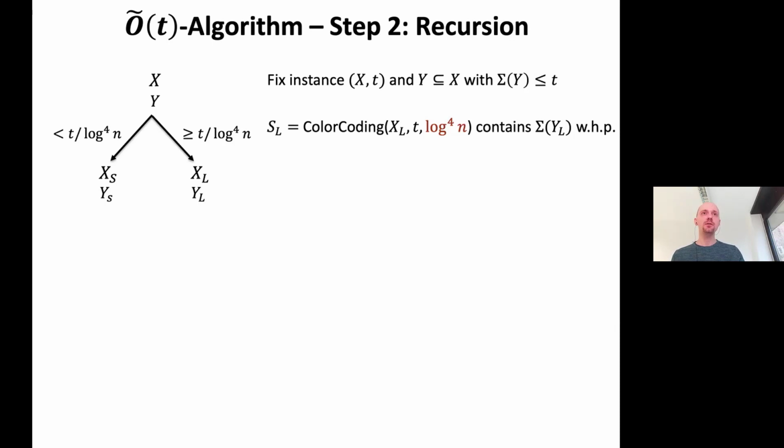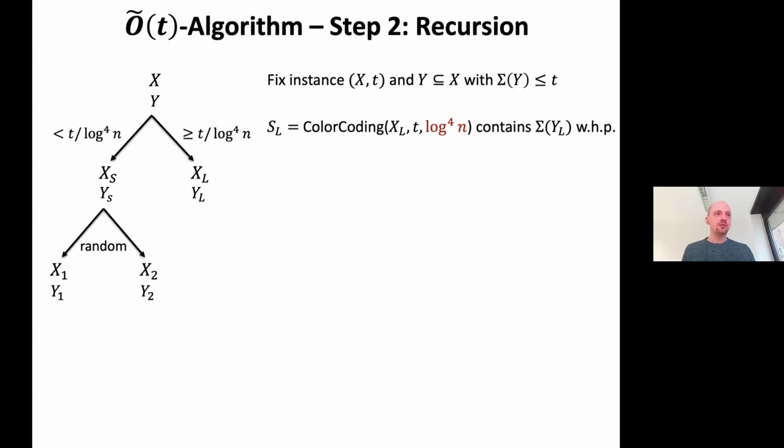So on the large items, we can run color coding, right? Because any solution can consist of at most polylog n many large items, because that's how we defined when an item is large. So we can run the color coding procedure with k being polylog n, and then with high probability, we will find the sum of the large items among Y. This sum will be contained in the output of this color coding procedure.